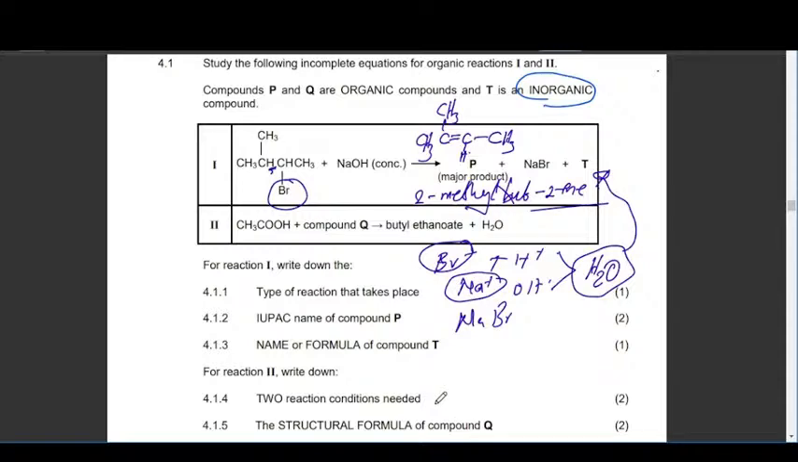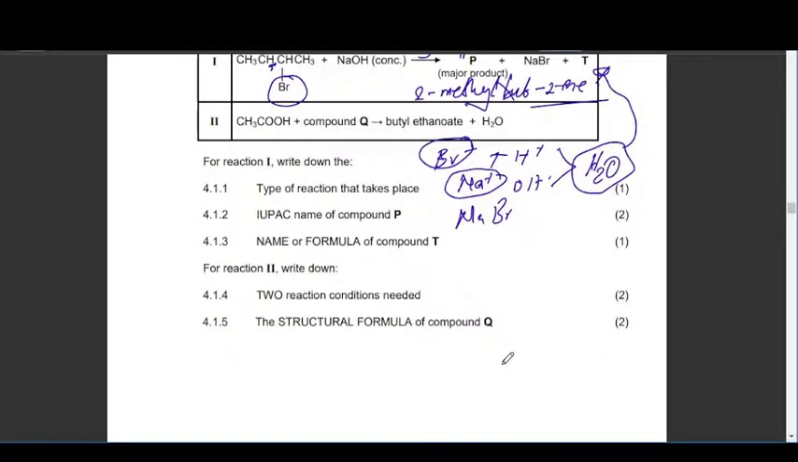Yes. Then they are saying reaction 2. Now we're done with reaction 1. Let's go to reaction 2. They're saying reaction 2, you have carboxylic acid, which is the ethanoic acid, plus compound Q, which we don't know. It forms butyl ethanoate plus water. So the moment you find this ester, this came from the ethanoate. What about but? But is 4. So it means that that compound, the alcohol, must be butanol.